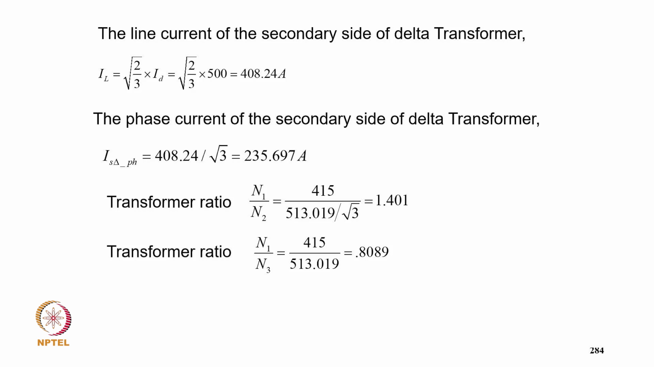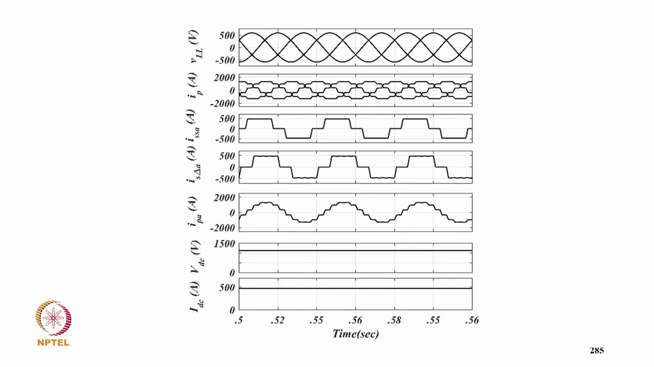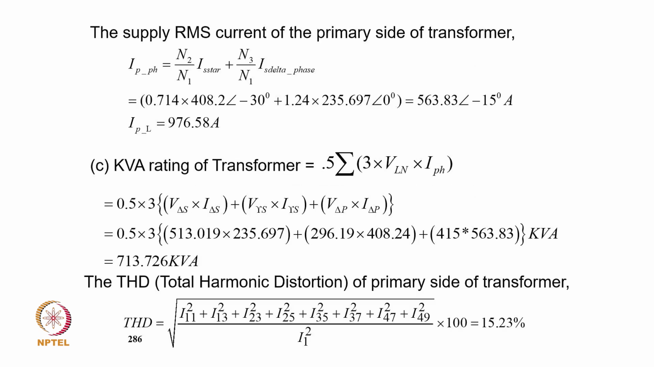235.69. And for the transformer, the turns ratio N1 to N2 is 415 by 513 divided by root 3, that comes to 1.401, and the transformer turns ratio N1 upon N3 is 415 divided by 513, so 0.8089. And these are the typical supply voltage, supply current, then the two converter currents, the net current, and DC link voltage and DC link current.